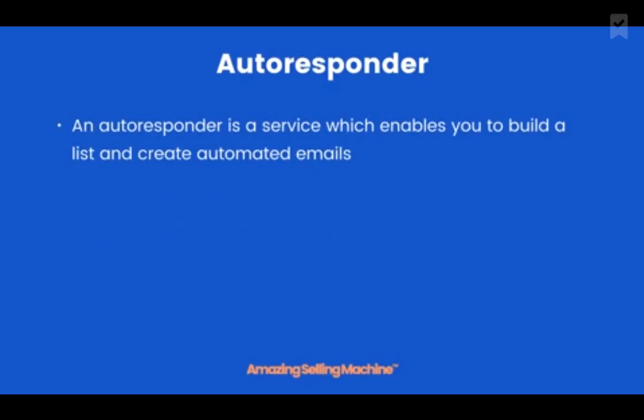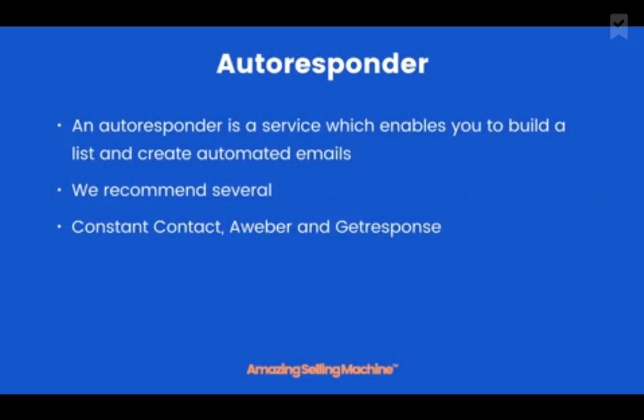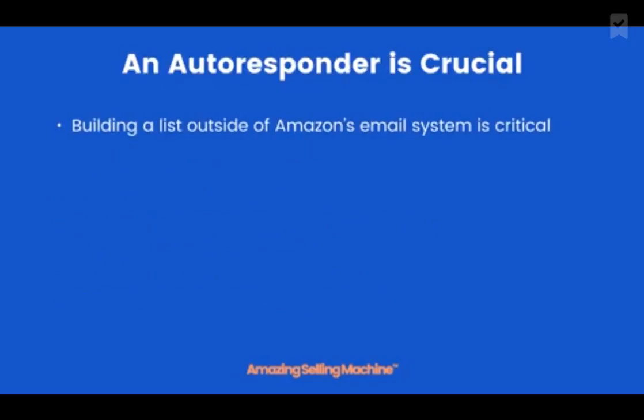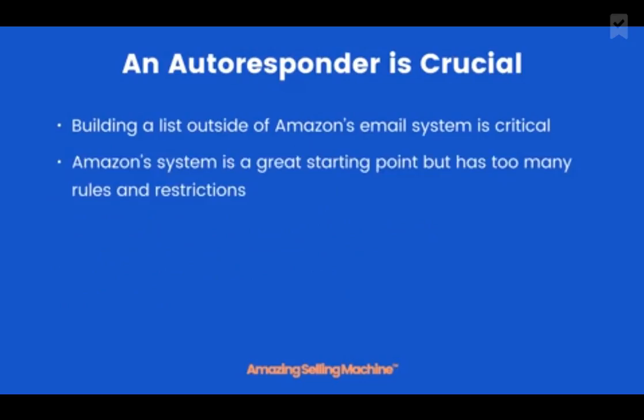An autoresponder is a service which enables you to build a list and create automated emails, and we recommend several. Constant Contact, Aweber, and GetResponse. They are all pretty much the same, and you can choose whichever you prefer. Building a list outside of Amazon's email system is critical. Amazon's system is a great starting point, and you'll learn more about that in the next module, but it has too many rules and restrictions to really get the most out of it.